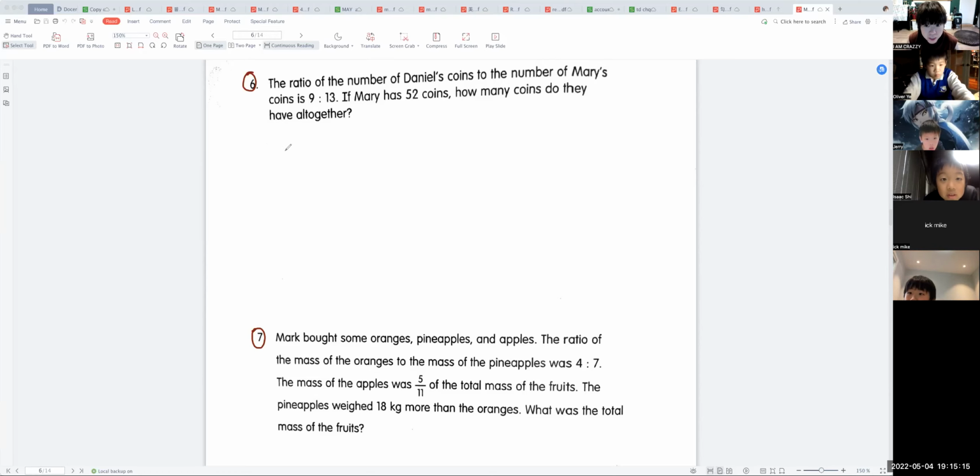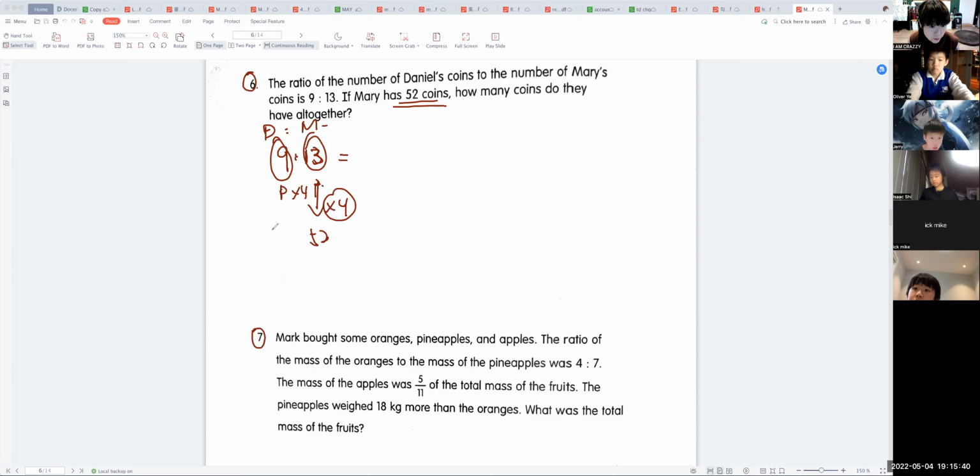So the ratio of the number of Daniel's coins to the number of Mary's coins is 9 to 13, right? So plus together equals, this is 9 portions, this is 13 portions. If Mary has 52 coins, Daniel to Mary, so Mary became 52, which is 13 times 4. So the multiplication is 4, so Daniel's is 9 times 4 as well. So 36 plus 52 equals 88. Very good. Okay, good job. Oliver, I have received your answer. Elaine and Isaac, very good, 88.